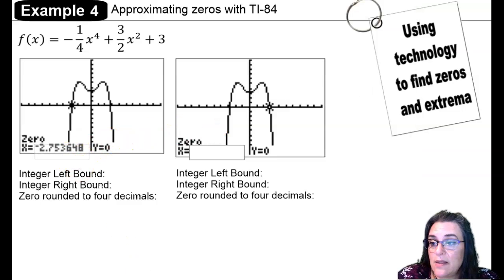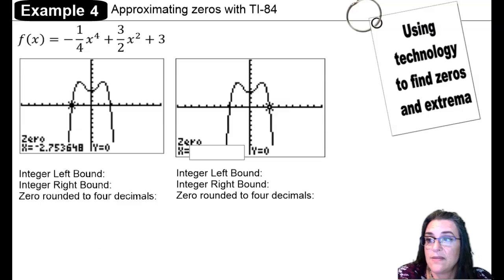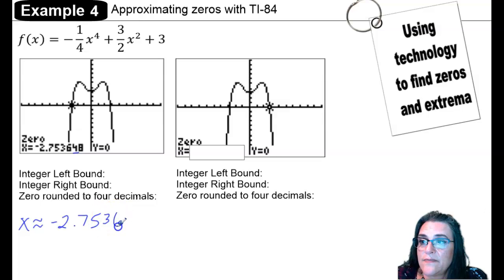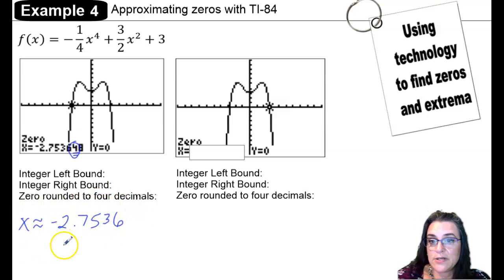Now we want to round that to 4 decimal places. So we look at the 5th decimal place to round to 4. 0.7536, that's 4 decimal places. The 5th is a 4, and because the 5th decimal place is not 5 or greater, we just keep it rounded down, so x is approximately negative 2.7536. To round to 4 decimal places, we look at the 5th decimal place, and that would be my approximation to 4 decimal places.